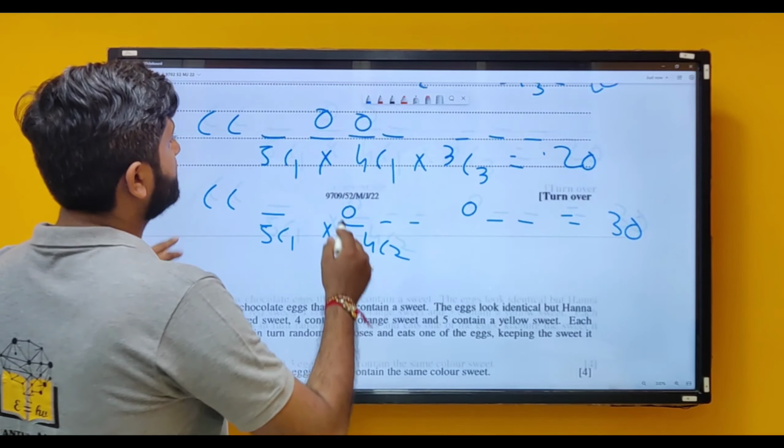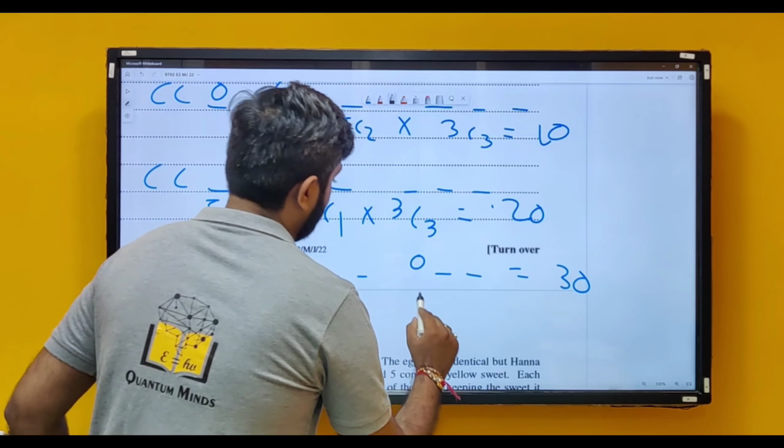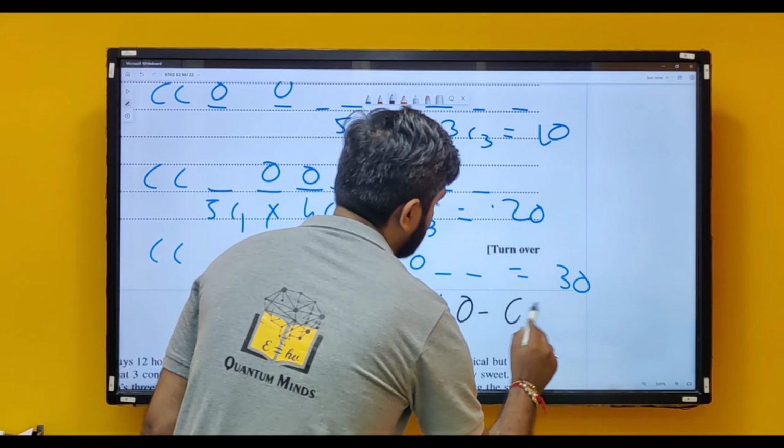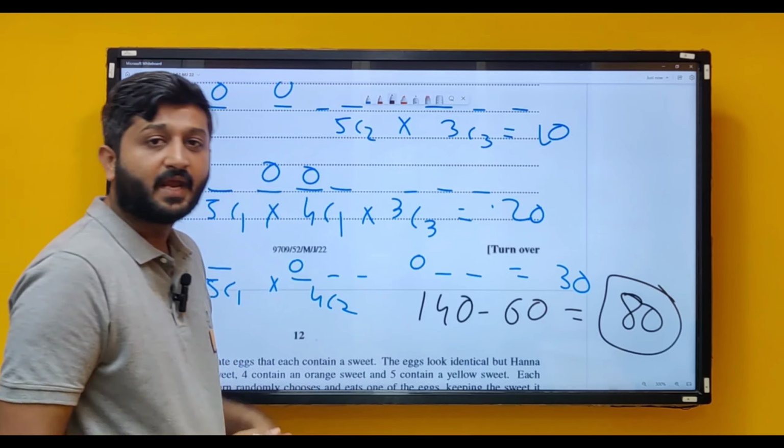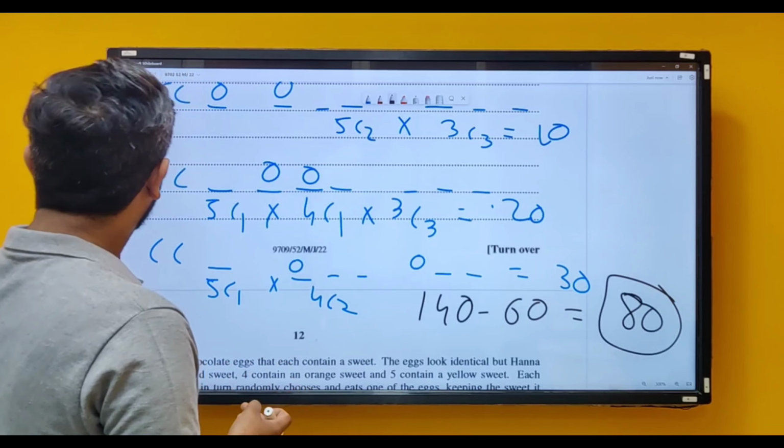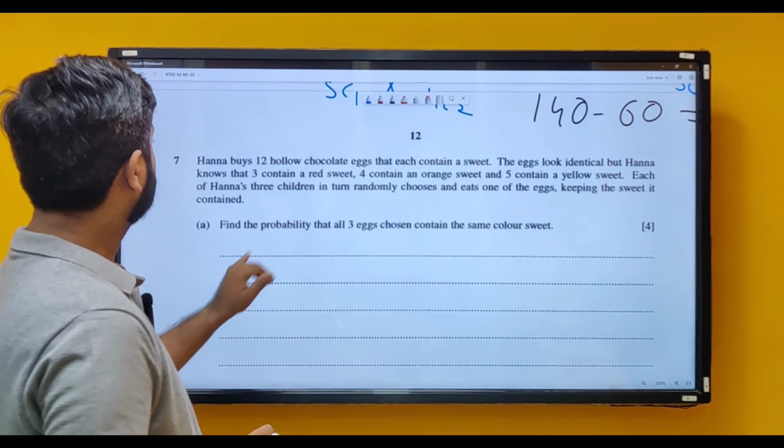So the final answer is going to be 140 minus 60, which is 80. 80 is your final answer. Let us move to the next question.